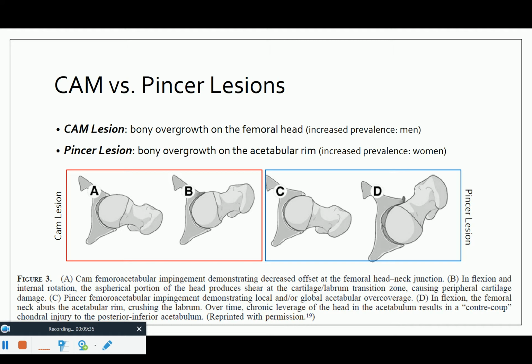Looks like you probably understand that pretty well. The pincer lesion, if you think about where impingement takes place, people feel it in the front or deep in the groin. Pincer lesions, that overgrowth of the acetabular rim, typically occur in the anterior superior part of the acetabulum.